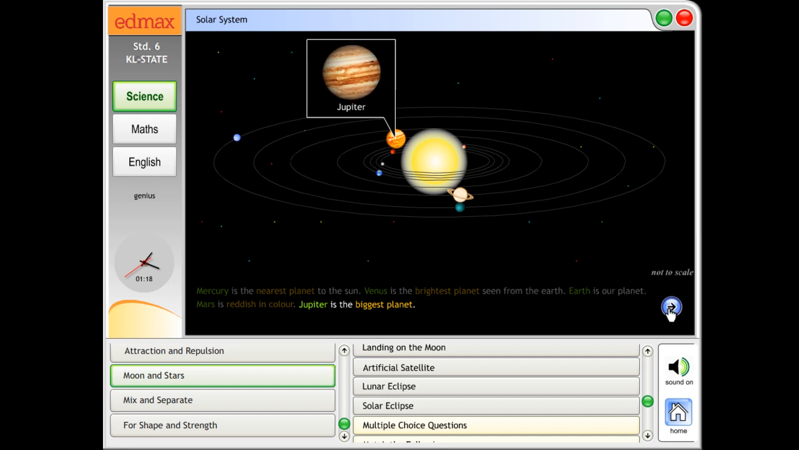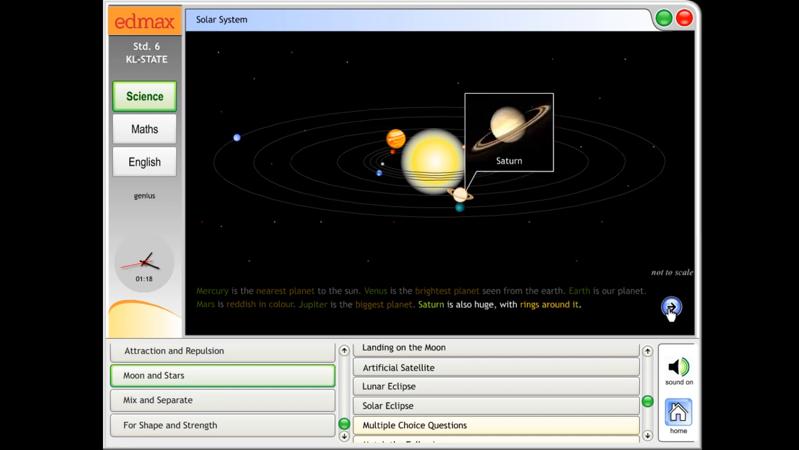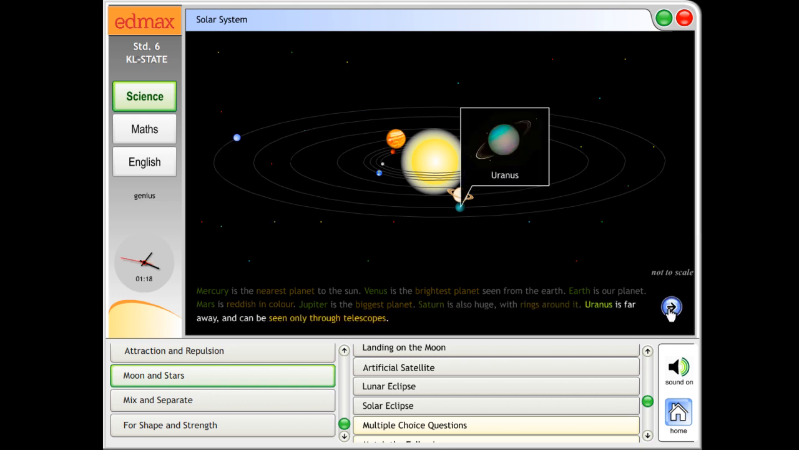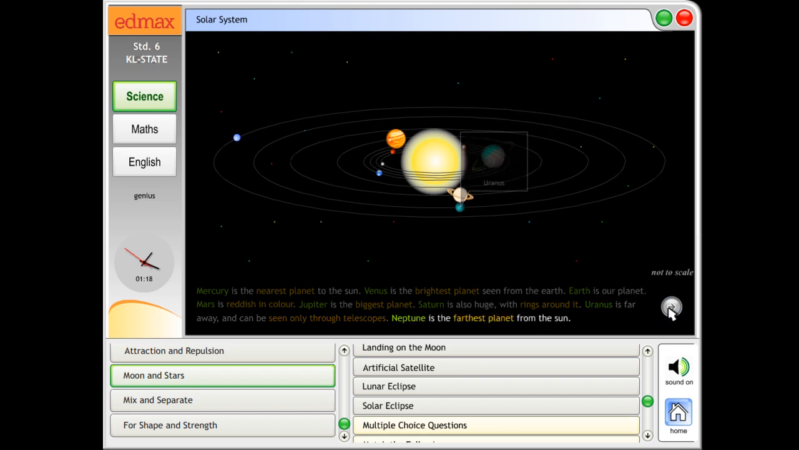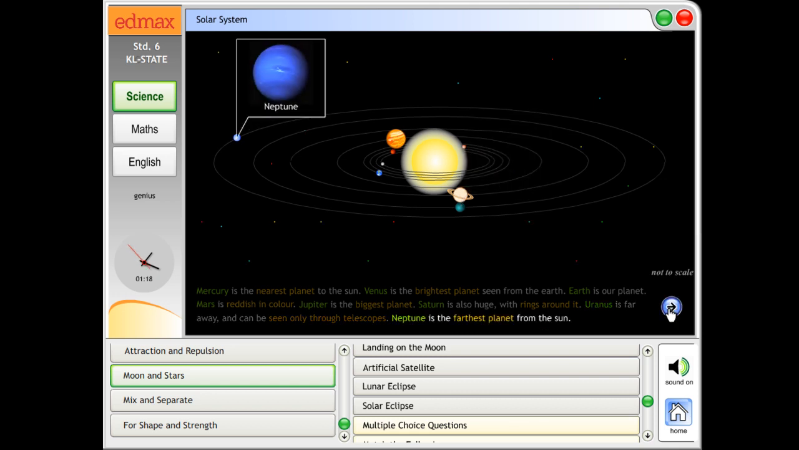Jupiter is the biggest planet. Saturn is also huge, with rings around it. Uranus is far away, and can be seen only through telescopes. Neptune is the farthest planet from the Sun.